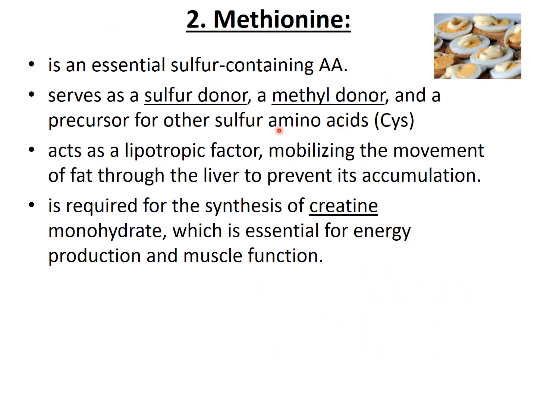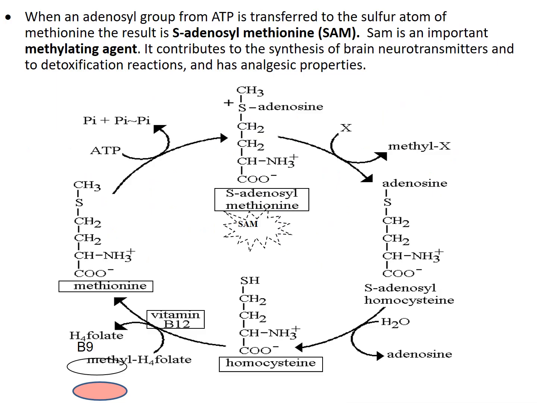Methionine is very important to remember. It is a sulfur donor to produce sulfur-containing amino acids like cysteine, a methyl donor, so an active methyl group can be added to other molecules, and it is also a source for creatine synthesis. I put here this figure, and you don't need to remember the whole pathway, but this is what is happening in some of our cells.